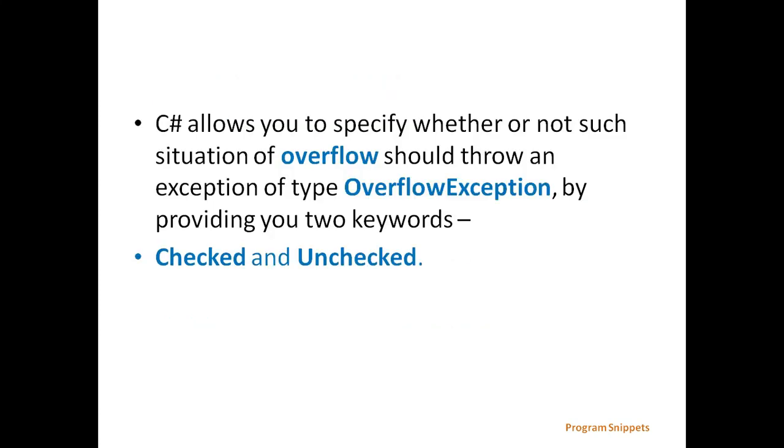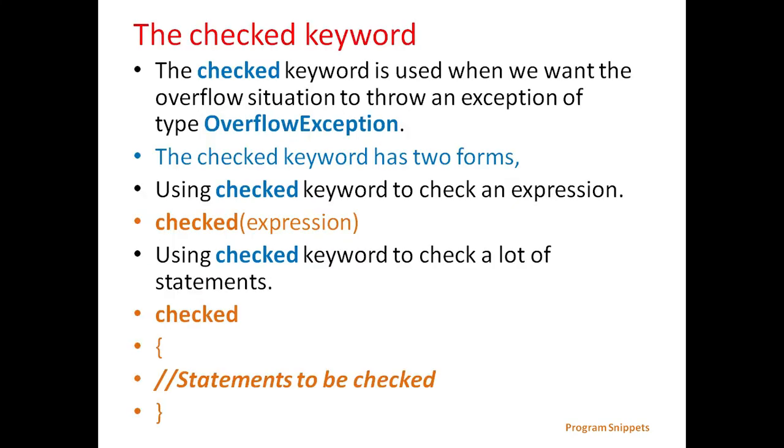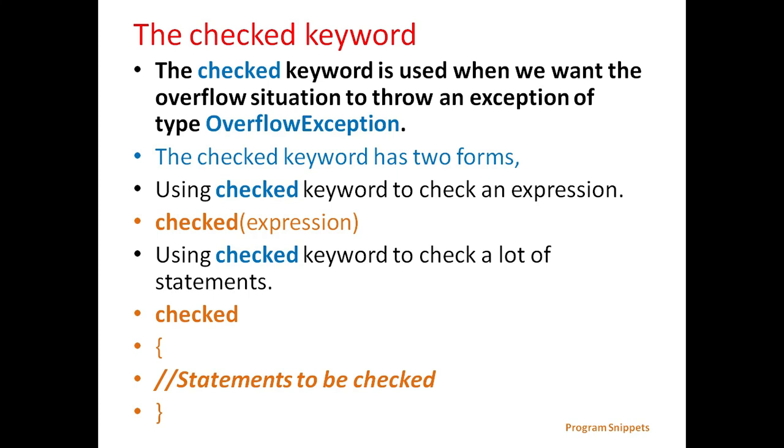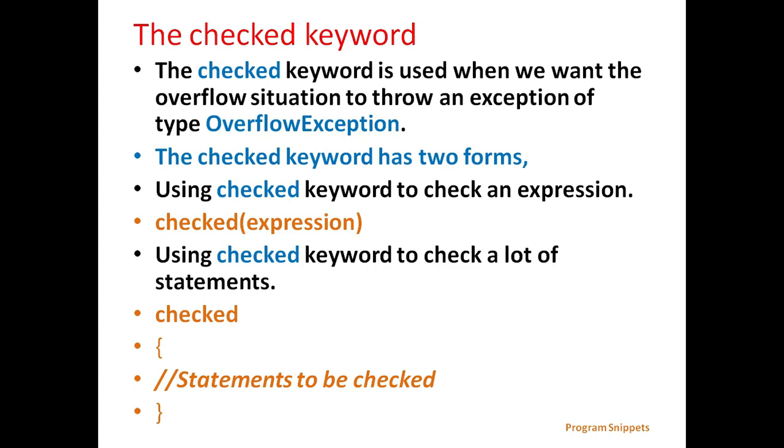C# allows you to specify whether or not such situation of overflow should throw an exception of type OverflowException. For this it provides two keywords, checked and unchecked. The checked keyword is used when we want the overflow situation to throw an exception of type OverflowException. The checked keyword has two forms. First with checked as expression, and if you want to use checked keyword with multiple statements, we will use checked with statements to be checked within curly brackets.